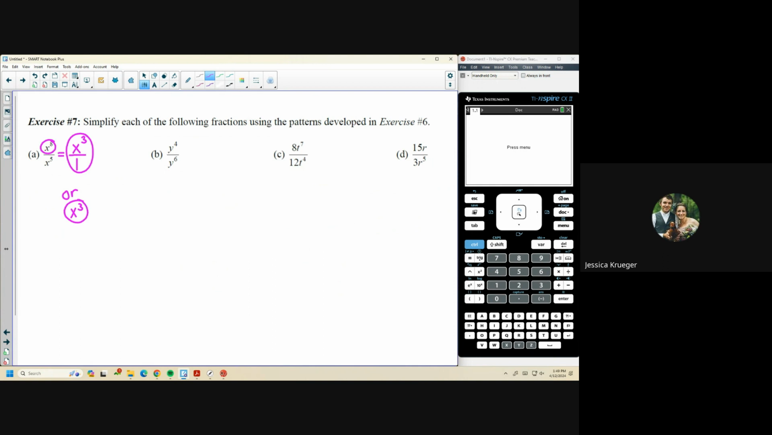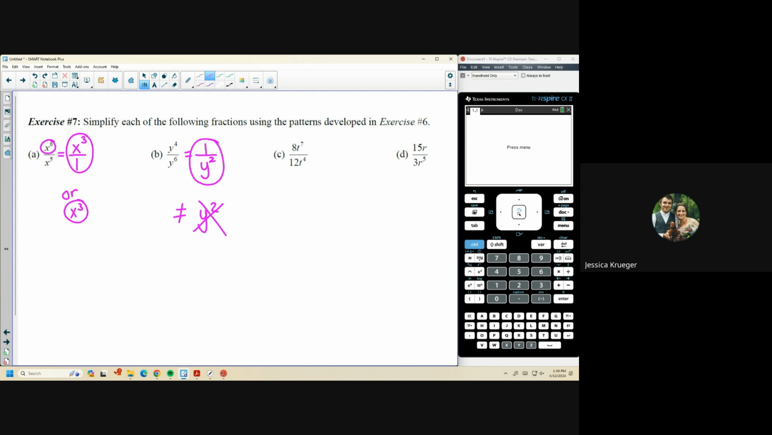For B, where do I have more y's left over? Well, there's more y's in the bottom. How many more? There's 2 more. And the numerator has to be 1. I cannot write this as y squared. That is not the same thing. So if you've got y's left in the bottom, it has to be 1 over.